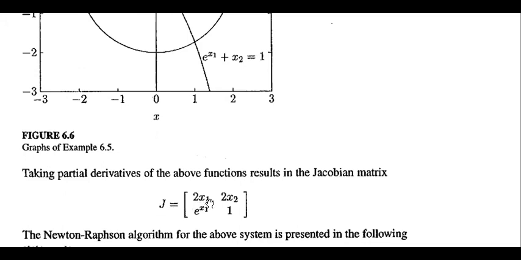For the first equation, it was 2x1, 2x2. For the second equation, it will be e^x1, right? What about this one? It will be 1 only because it has the coefficient 1, right? So this will be the Jacobian matrix for the given nonlinear set of equations. If you can understand that part, that means it is the Jacobian matrix.